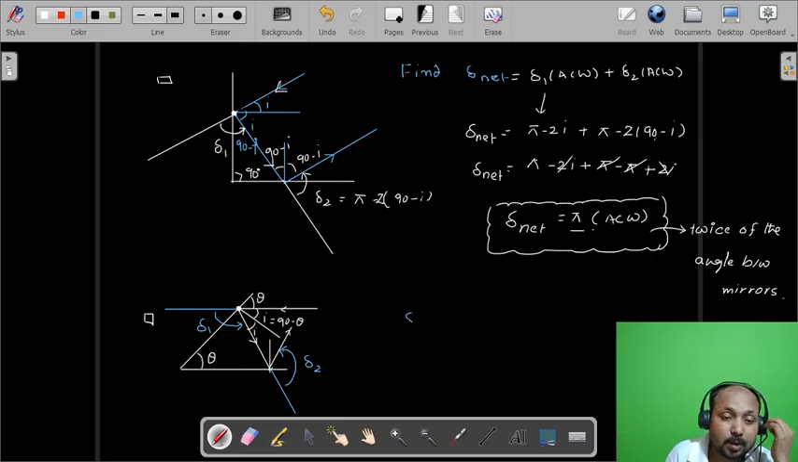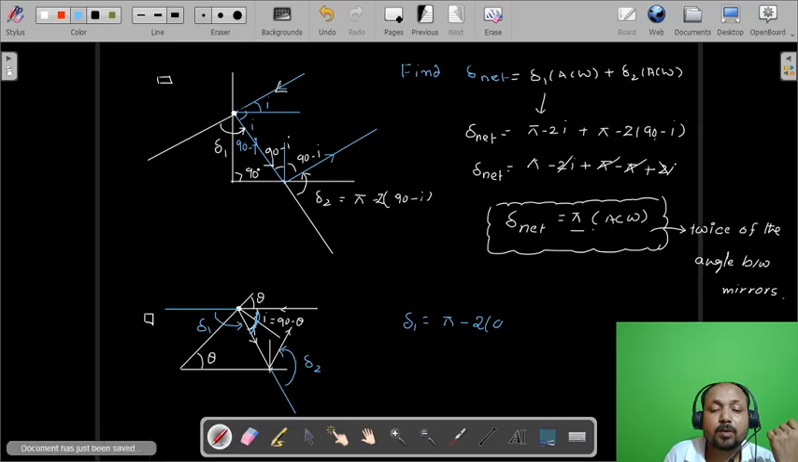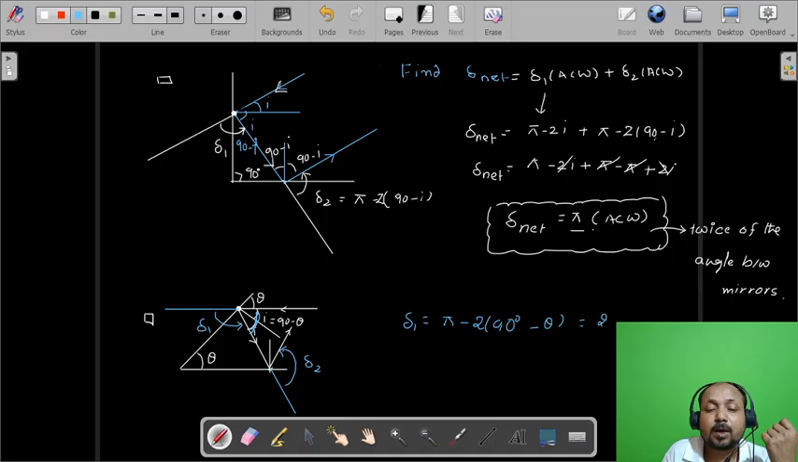Now what is del 1? So del 1 can be given as pi minus 2 into 90 minus theta. Okay, pi minus, this is i, so this angle will be 2i, and i is equal to 90 minus theta, so pi minus 2 into 90 minus theta. Okay, that will come out 2 theta, in the anti-clockwise sense.